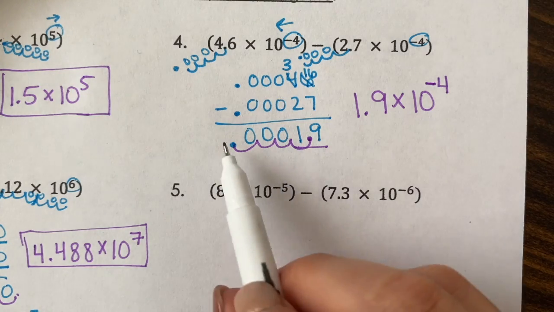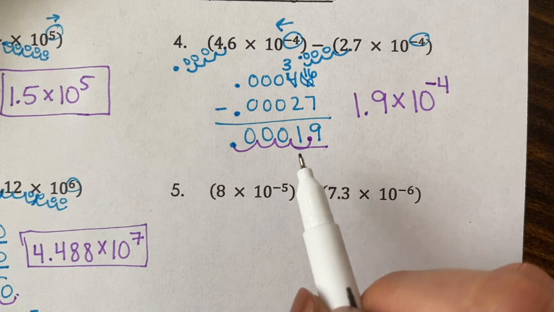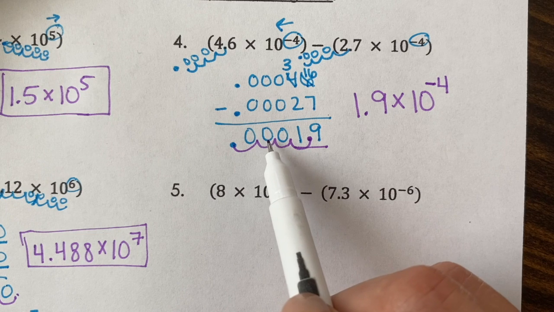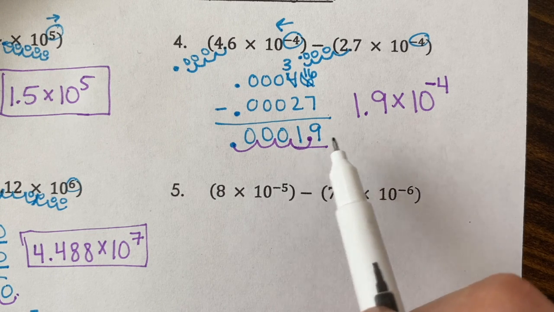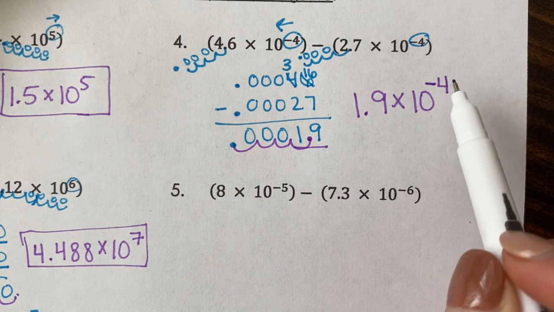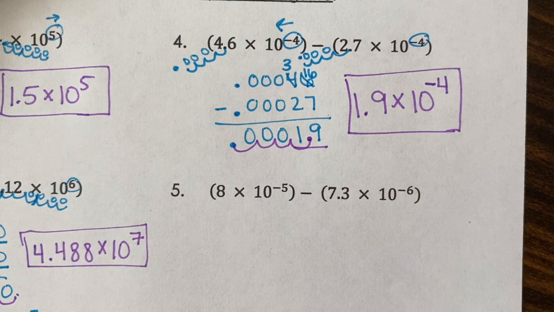You can also think about it like your answer is super, super, super small. 0.00019 is like way less than a penny. 0.1 would be a penny's worth of money. This is much, much smaller, like teeny, teeny, tiny. So when you have teeny, tiny numbers, your exponent is going to be negative. So this is your final answer.